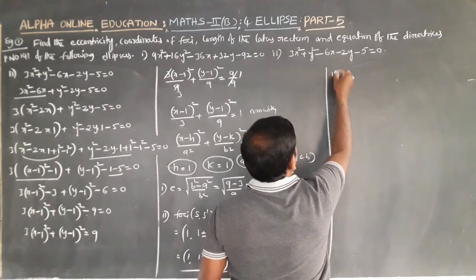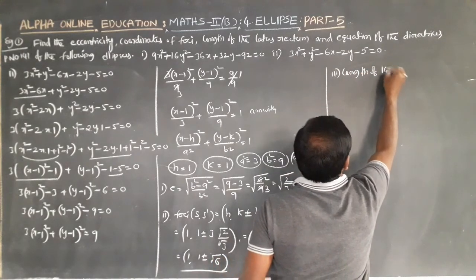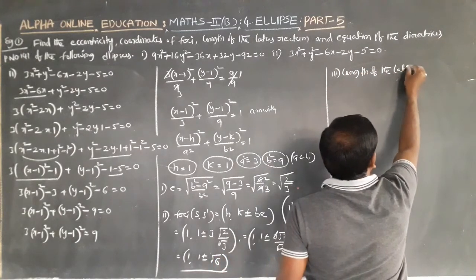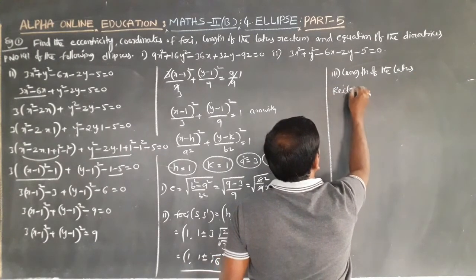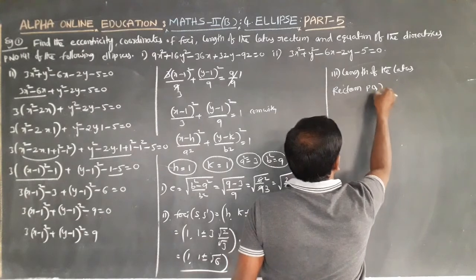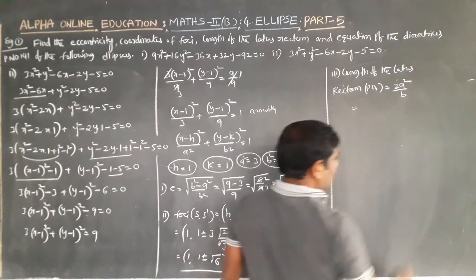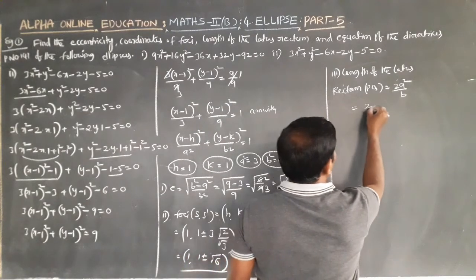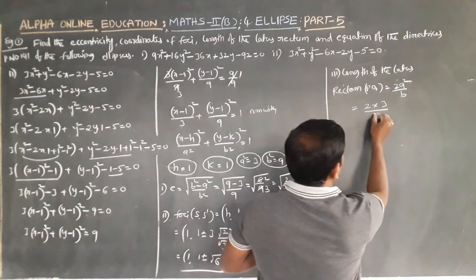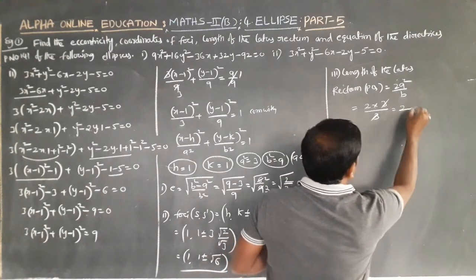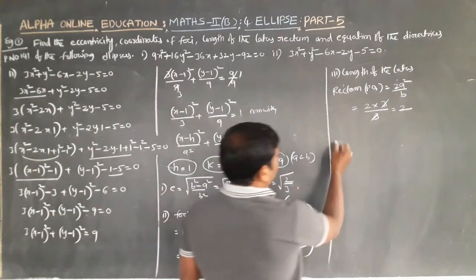Next, the third one is the length of the latus rectum. The length of the latus rectum PQ is equal to 2a² by b. 2 into a² is 3, b is equal to 3. The 3s get cancelled. The length of the latus rectum is equal to 2.